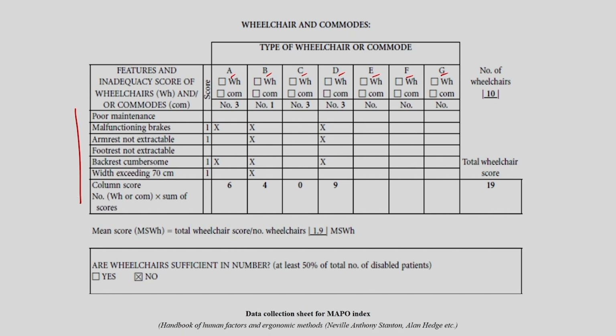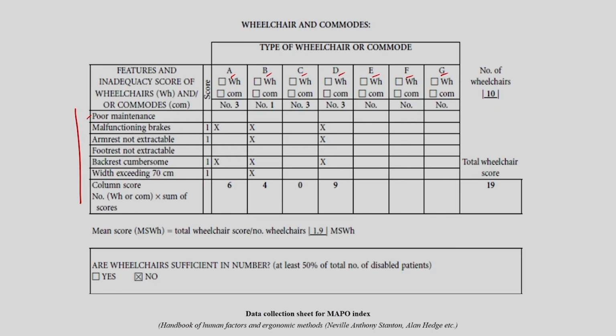Okay. So, you have these values: the poor maintenance, malfunctioning brake, armrest not extractable. If armrest there, but it is not extractable, it is very difficult for someone to put inside, right? Footrest, and it is not extractable. Backrest is cumbersome, and width is exceeding 70 centimeter. Okay. So, you have these values.